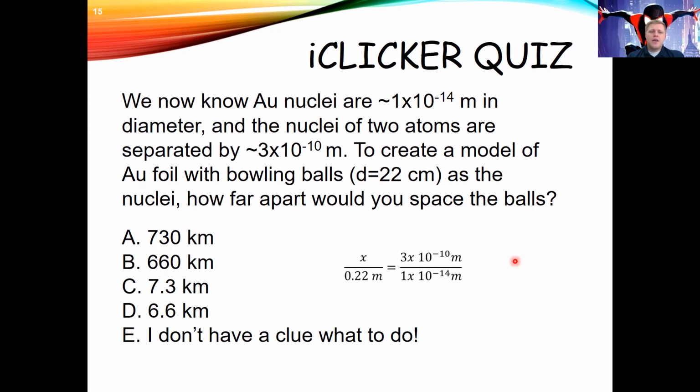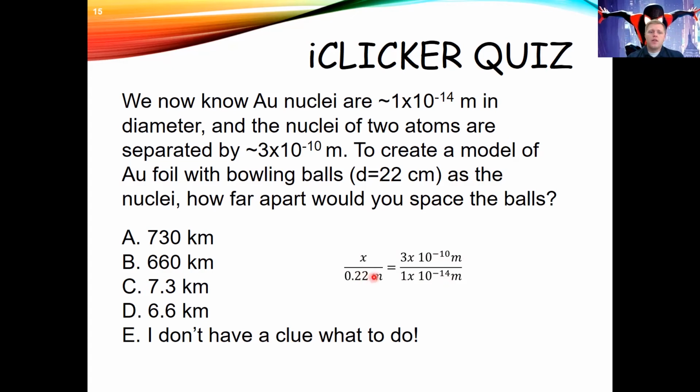All right, so here is how you should set up this equation. It's a ratio equation. So what we have on the top are the two distances between the nuclei. On the right here, I have the actual distance between two gold nuclei. And on the left, this x value, which is what we're trying to solve, is how far apart our bowling balls are going to be. Then on the bottom, we have the two diameters.